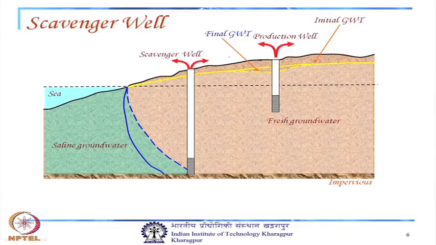So, this is our final groundwater table. This was our initial one. So, we can safely extract water from the production well from our freshwater aquifer.